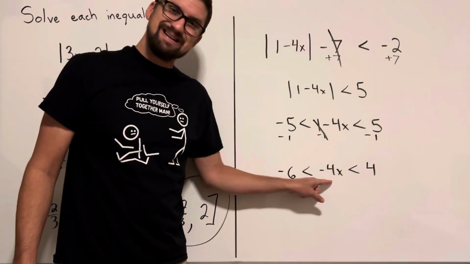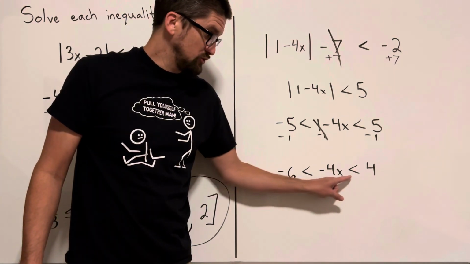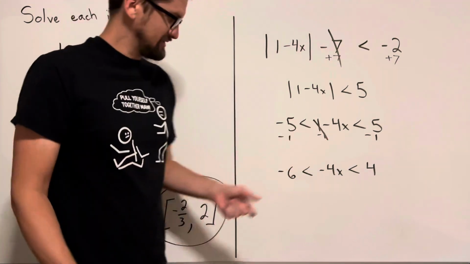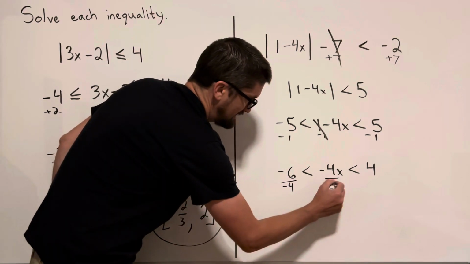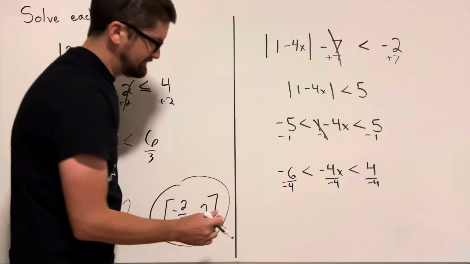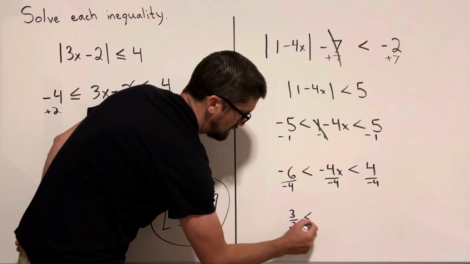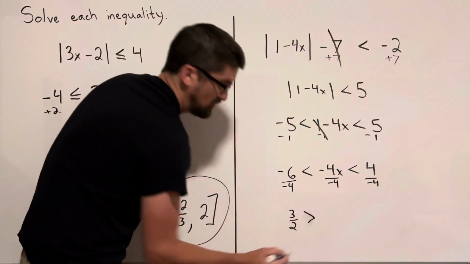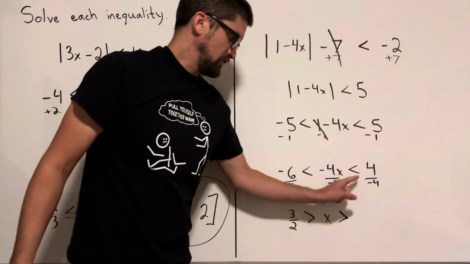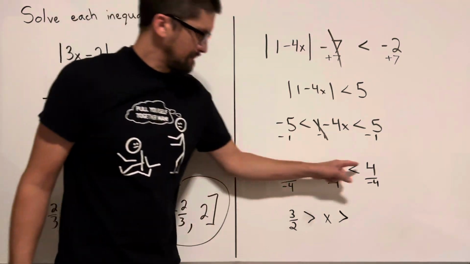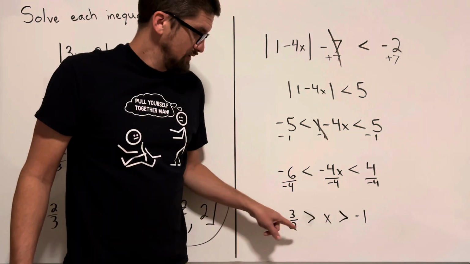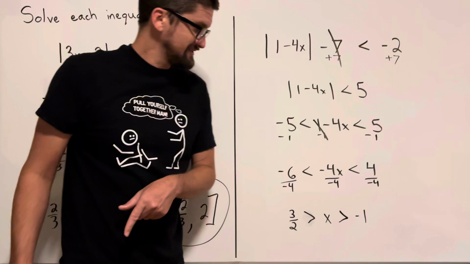Now we're going to be dividing by a -4 next, which is going to flip the inequalities around. They're going to become greater than signs. So when you divide by a -4 everywhere, this is going to reduce down to 3/2. It's going to turn into a greater than sign. We just have x in the middle. This one's also going to turn into a greater than sign and -1. So now it's kind of like it's backwards. So x is between -1 and 3/2.